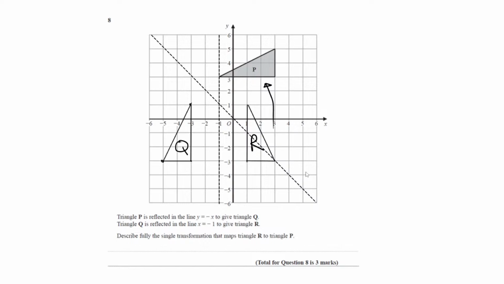So in this case, this one I would say looks like a rotation, doesn't it? We're ignoring this triangle now. We don't need Q anymore. What we now need is from R to P. How do I get back from R to P? I would have suggested that that's a rotation, because it looks like it's kind of flipped 90 degrees, doesn't it?